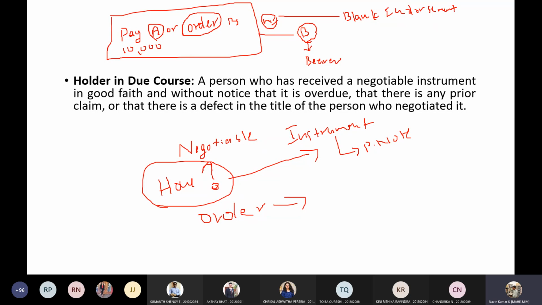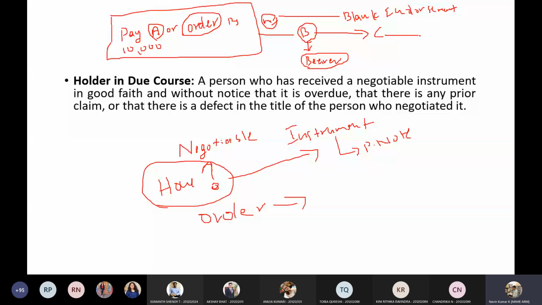Now, suppose B wants to transfer the instrument, how can he transfer it? Does B need to sign at the back side, or just by mere delivery can he transfer the instrument to C? Just by mere delivery. Why? Because the check in the hands of B is a bearer instrument. That's why B, just by mere delivery, may transfer it.